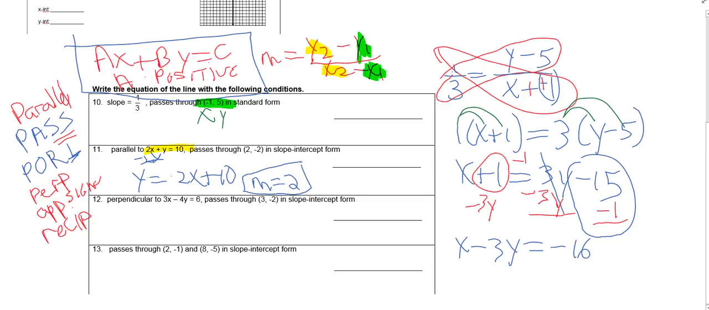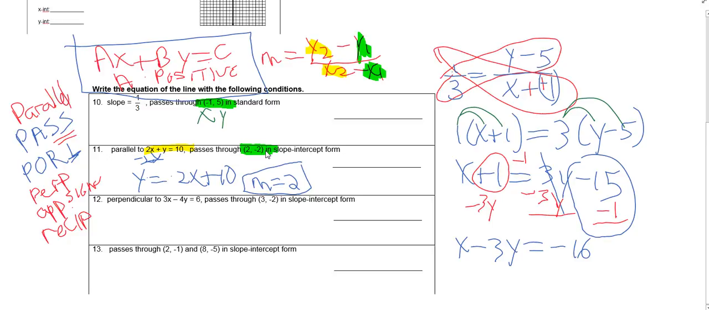So we're going to use that same slope because it's parallel, and we're going to substitute in the point that the parallel line goes through, 2, negative 2. So it'll be just like number 10, except for we're going to put it into slope-intercept form at the end, so we're going to, y equals mx plus b. Alright, let's do one more. Let's do number 13, but let's talk about number 12.